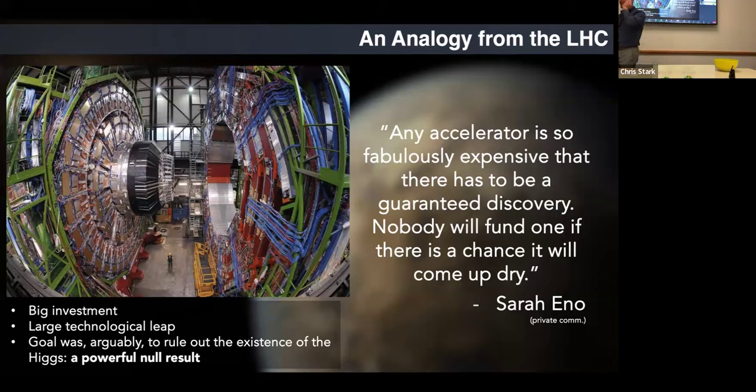And I was talking with Sarah Eno at the University of Maryland many years ago, and she had this quote that I wrote down at the time, which is, I asked her, how did they end up with a machine so much more powerful than what they needed? Because they found it immediately. And she said, any accelerator is so fabulously expensive that there has to be a guaranteed discovery. Nobody will fund one if there's a chance it will come up dry. So their guaranteed discovery was either detection of Higgs or ruling it out of existence. Our guaranteed discovery is either remotely detecting biosignatures or being able to constrain their frequency and how alone we are.